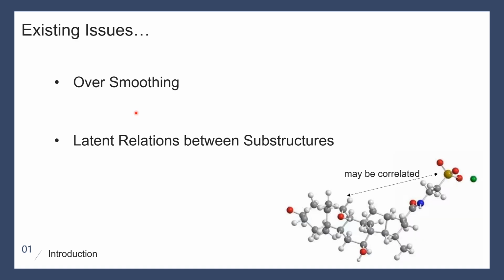The first one is oversmoothing. Oversmoothing is a phenomenon that, as the network layer goes deeper, each vertex features appears to be similar and loses its distinct information. The second problem is that distant substructures of a graph may be correlated and provide latent information.